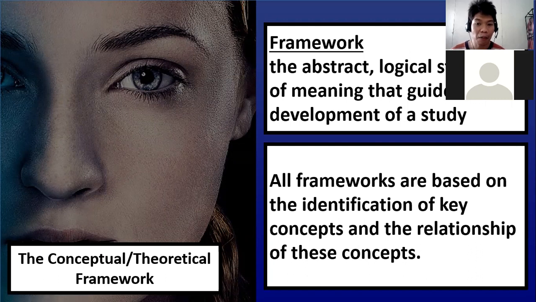Okay, framework, the abstract logical structure, meaning that guide the development of the study. All frameworks are based on the identification of key concepts and relationship of these concepts. So when we say framework, it is the logical structure, how the concepts in your research can be related to each other. So paano sila connected. So after you identify the factors or concepts in your study, the next step is how are you going to logically connect them.